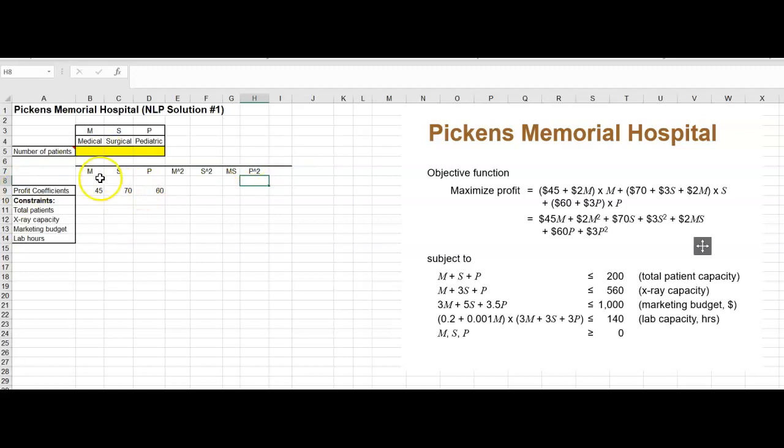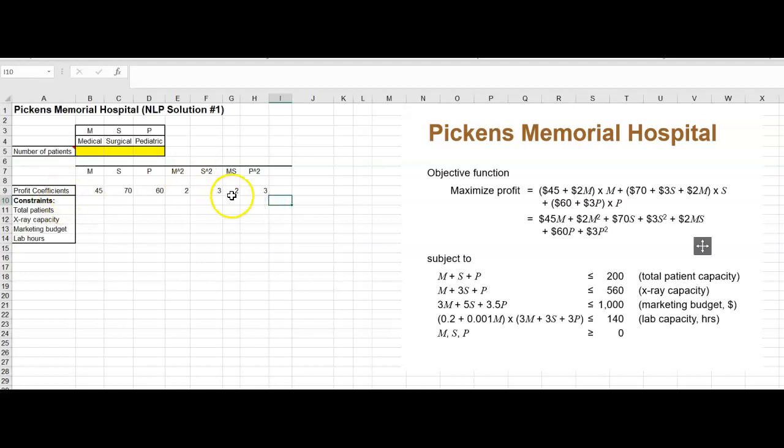Okay, so now I've covered all of the terms that are a part of my objective function, and let me put the coefficients for each of these terms in this row that I've called profit coefficients. So m squared has a coefficient of 2 in the equation, s squared has a coefficient of 3, ms has a coefficient of 2, and p squared has a coefficient of 3.